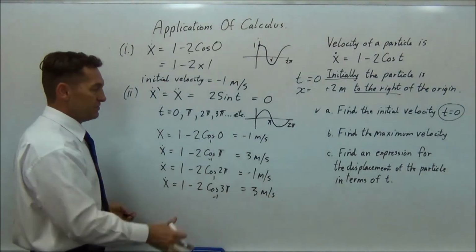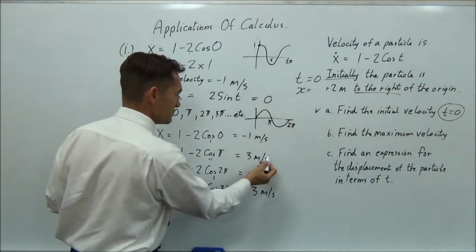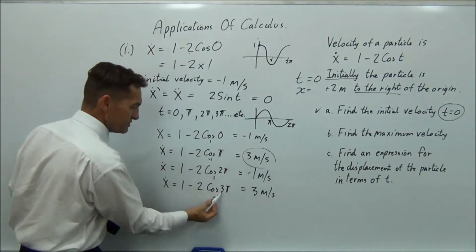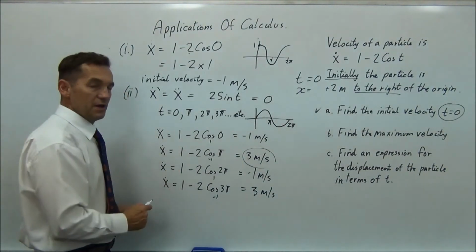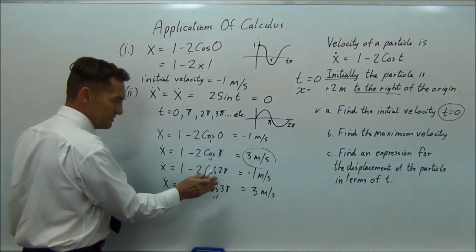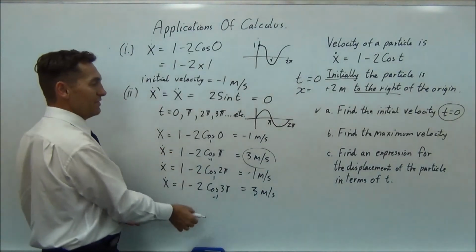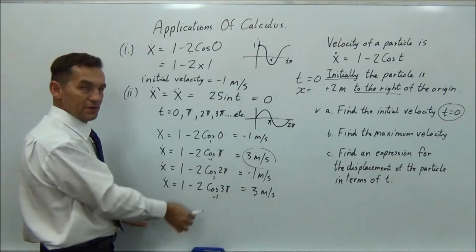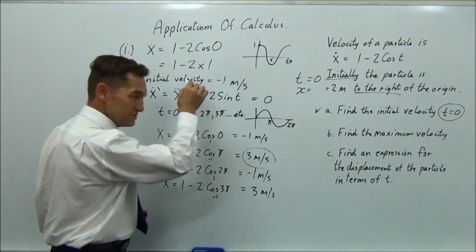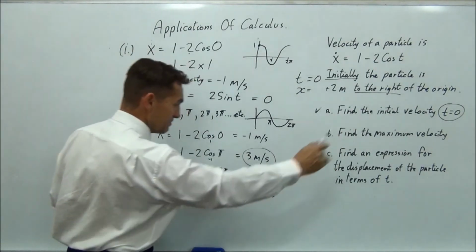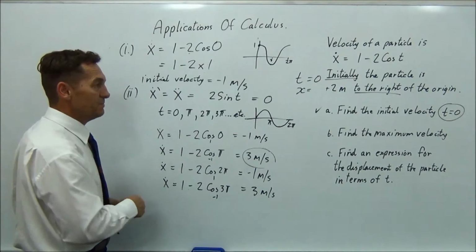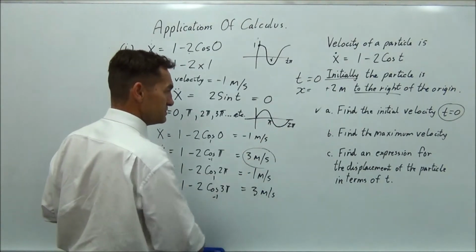So the maximum velocity in this case is 3 meters per second, and it doesn't matter which one of these you pick, that's the maximum velocity. That's just showing you, by doing it step by step, that it is oscillating like that, and it's changing as it passes through that central point. Going this way it's 3, and coming backwards it's only minus 1. Okay, so the maximum velocity is 3.